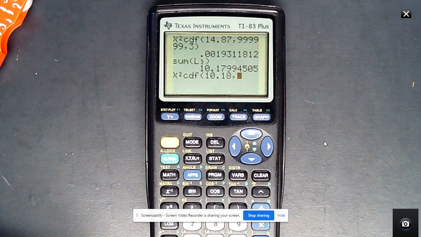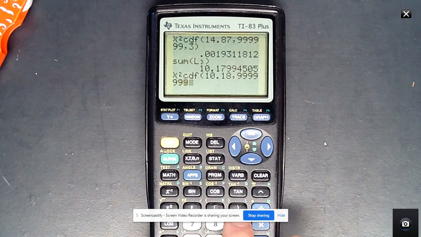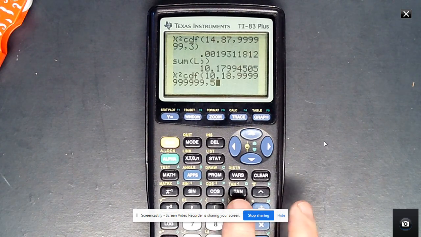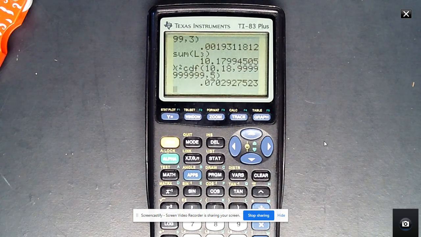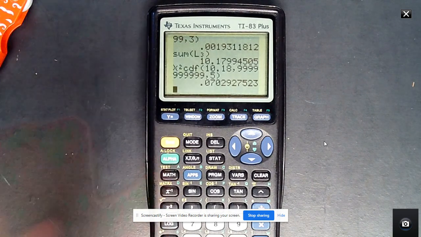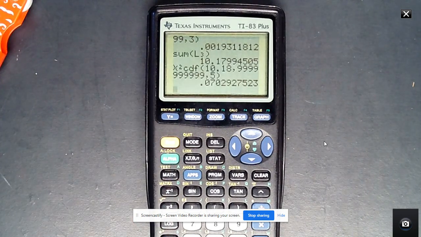Comma, and then just like in the normal distribution, I'm going to use a really, really large value. And then the last value I have to type in is my degrees of freedom, which remember in this case was 5. Close parentheses, and you can see you get a p-value of 0.07. Again, stating that it's between 5% and 10%, but this time we can find it out much more accurately.